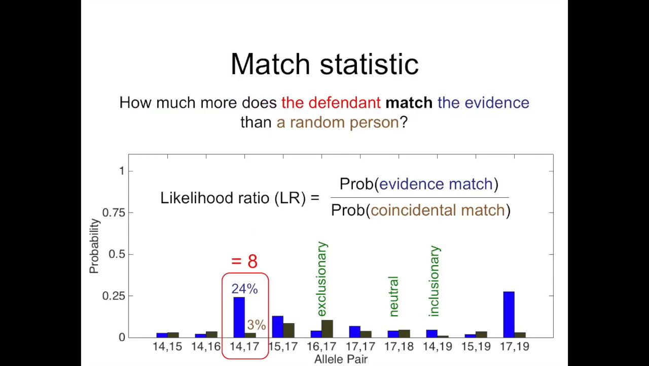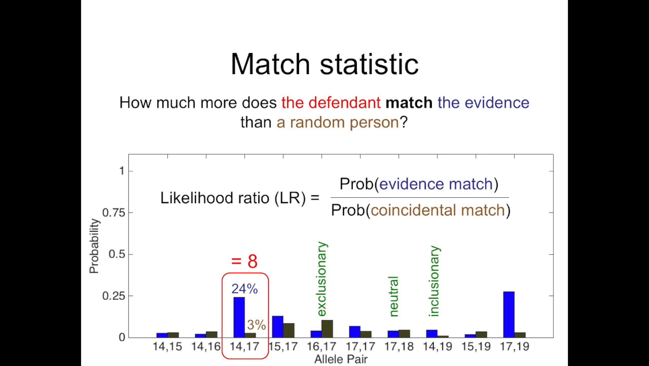What is a match statistic? After a computer produces an evidence genotype, the question is how its allele pair probabilities, shown in blue, compare with those of a random person from a coincidental match, shown in brown.